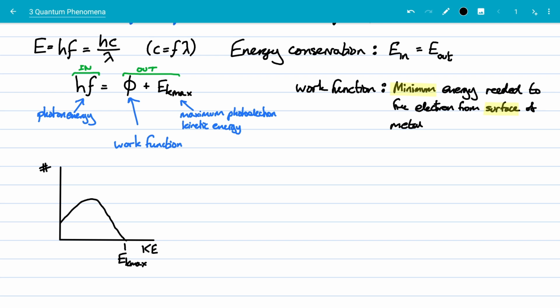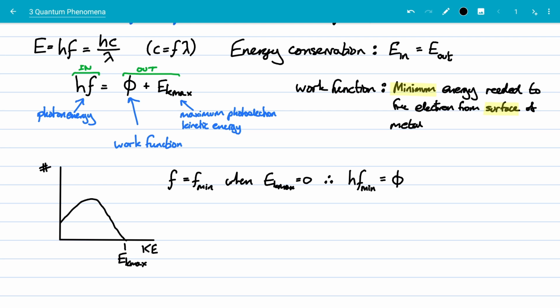Now that threshold frequency can now be understood in terms of EK max. F is going to equal F min when EK max is equal to 0. Any less energy than that, and the electrons can't escape. And so we could take this equation and we could replace F with F min and say that's equal to phi, the work function. And we could rearrange that equation at our leisure.